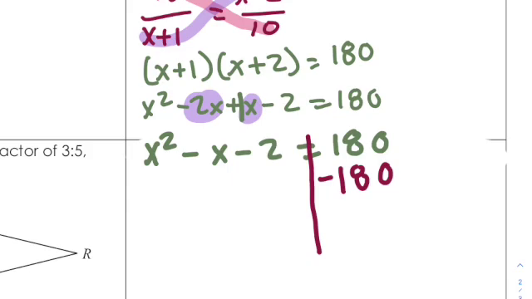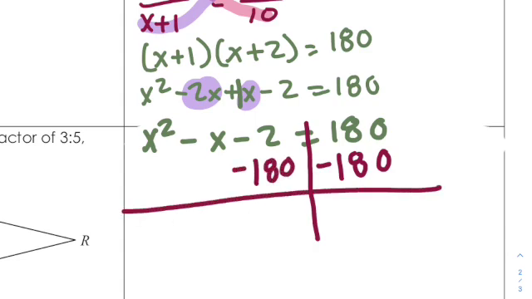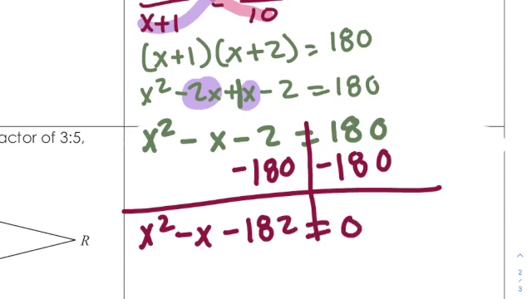And what is its like term over here? Okay, it's not x squared because this one doesn't have an x squared. It's not x because this one doesn't have an x. It's negative 2. Okay, so we're going to subtract 180 from negative 2. Then we start bringing everything down. So bring down x squared, bring down our negative x. Negative 2 minus 180 is a negative 182. Negative 182 equals 0. Okay.